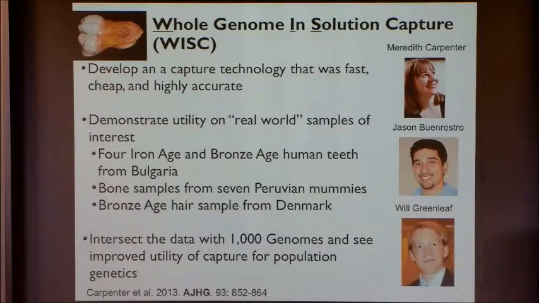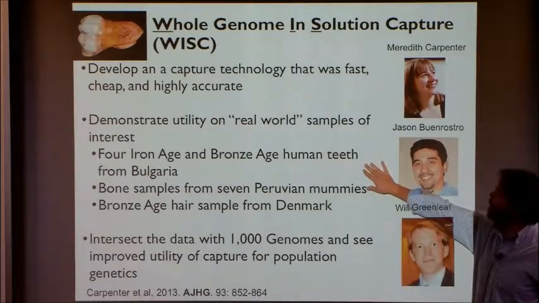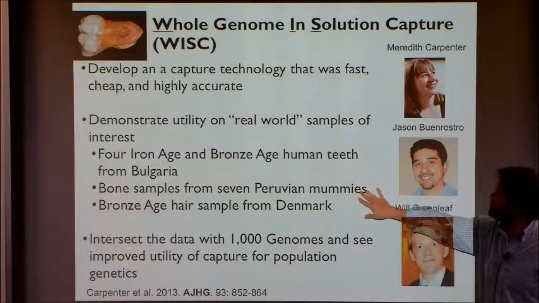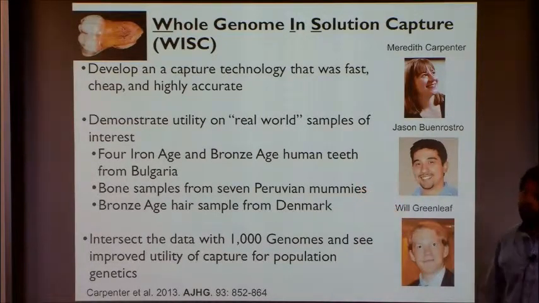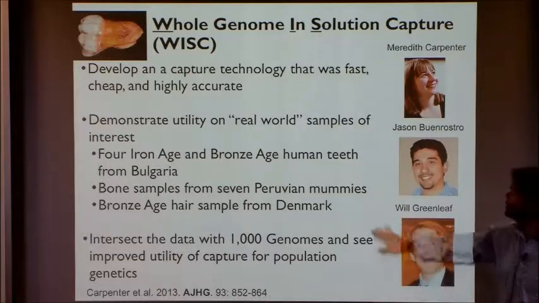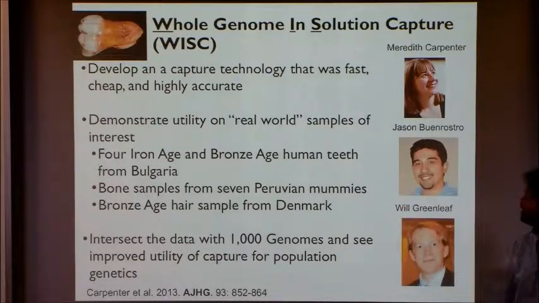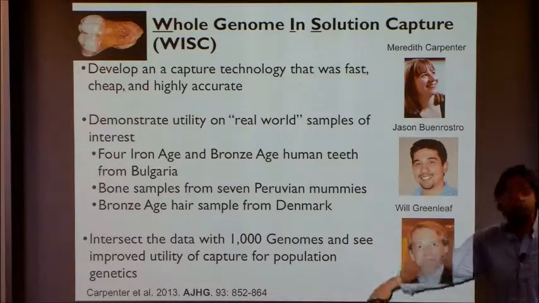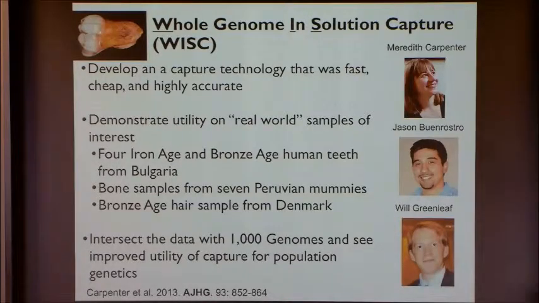And we wanted to apply it to a real world set of samples, and so we got our hands on these 4 Iron Age and Bronze Age human teeth from Bulgaria, 7 different Peruvian mummies that we analyzed in collaboration with Eske's lab, as well as a Bronze Age hair sample from Denmark. And then we wanted to intersect it with the 1,000 Genomes data and ask, well, how well can we do with these sorts of data?